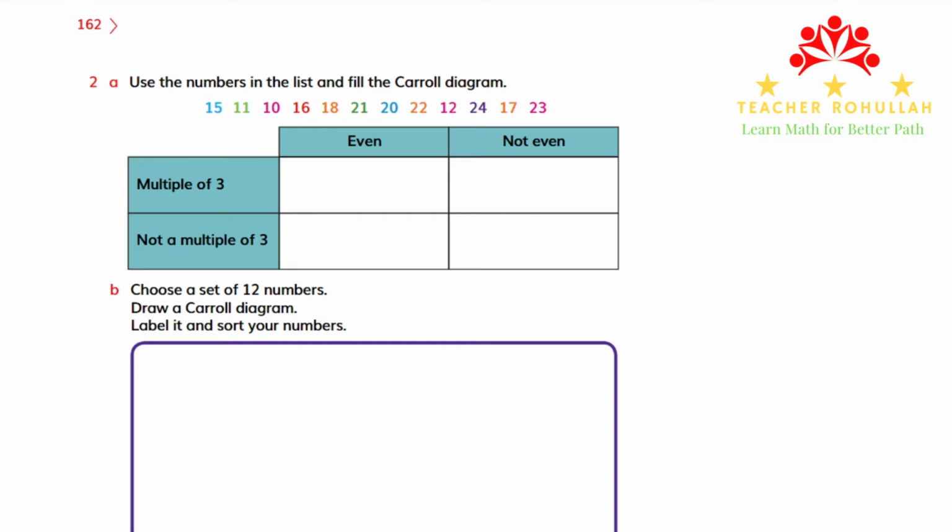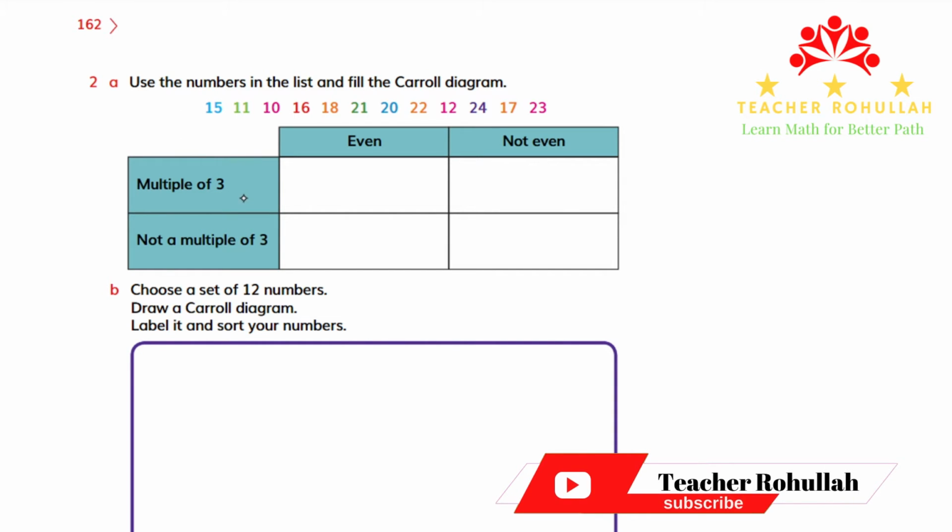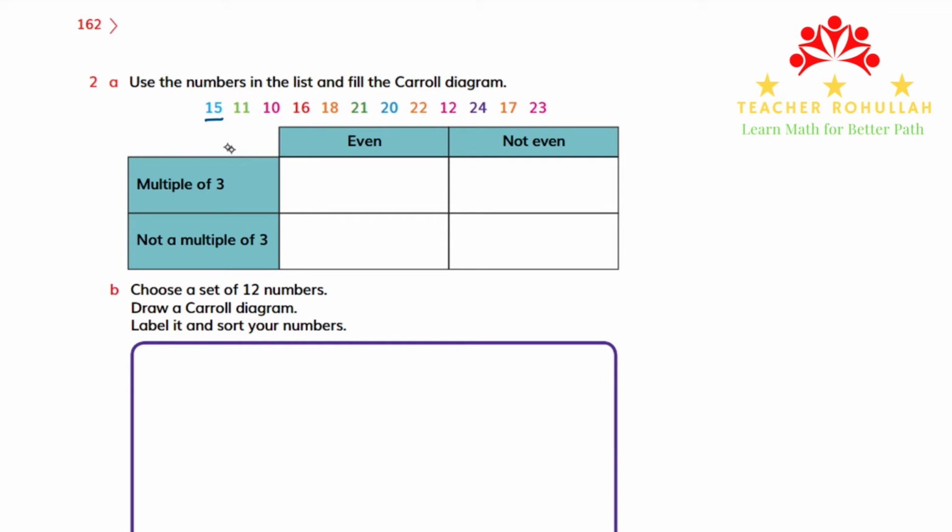Well, here that we have multiple of 3 and not multiple of 3, I will sort them out. We start with 15. So 15 is a multiple of 3 but not even. So 15 comes here. Let me cross it. 11 is not a multiple of 3 and it's not even either. So 11 comes here. Okay. 10. 10 is not a multiple of 3 but it is even. So 10 comes here. I will cross them all.